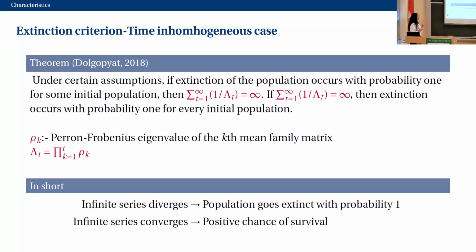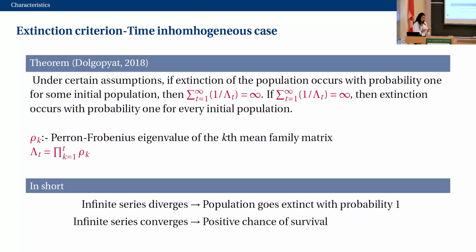Now, when we go on to the time inhomogeneous case, the theorem that's available just divides a population into two classes. It is based on an infinite series of terms, and these terms are the Perron-Frobenius eigenvalues of the kth mean population size matrices that I defined before. In short, what this theorem says is, if the infinite series diverges, the population goes extinct with probability 1. And if the infinite series converges, the population has a positive chance of survival.